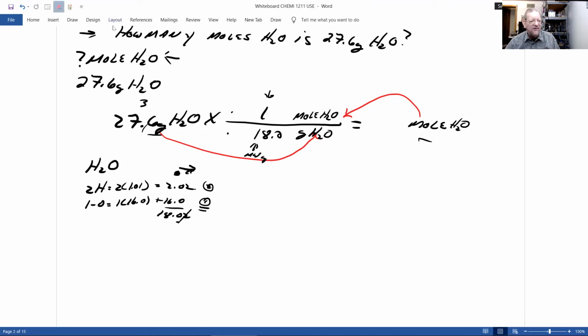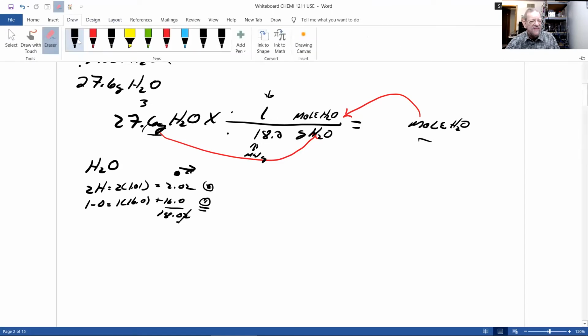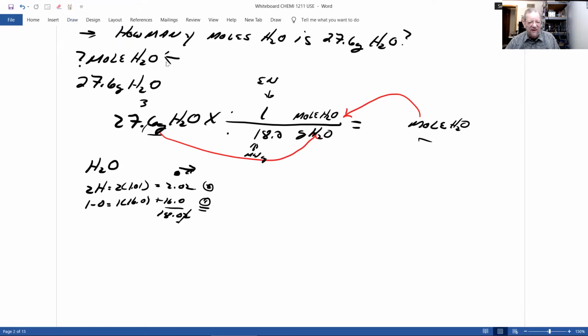Let's try this again. This is an exact number. This is 3 significant figures. My answer should have 3. If you notice, grams of water divided by grams of water comes to number 1.